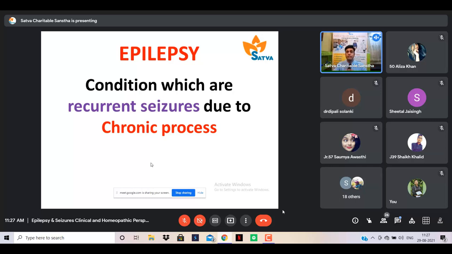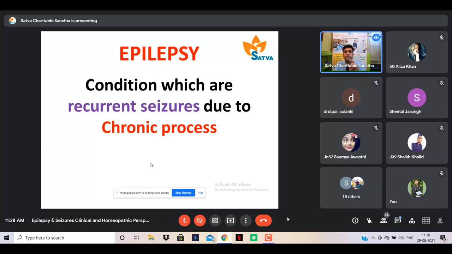Now if we understand from the Hahnemannian point of view, or the classification of the disease, epilepsy is classified as a chronic, dynamic and miasmatic disease. It's a chronic condition in which there are recurrent seizures, recurrent episodes of convulsions. One episode of convulsion can be termed a seizure. But if these seizures come time and again and are recurrent, with a brief asymptomatic phase between two episodes, and then again come in a recurrent fashion, that is known as epilepsy.